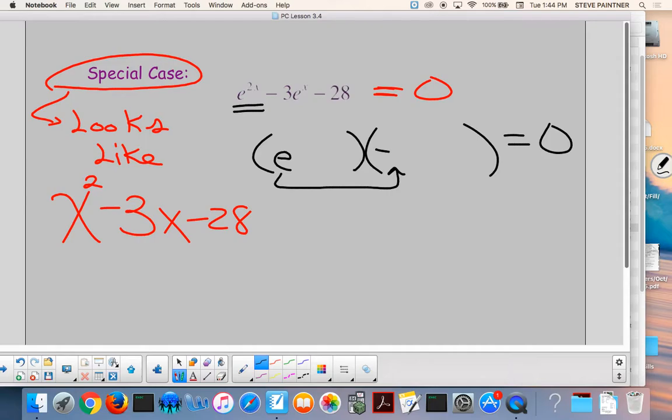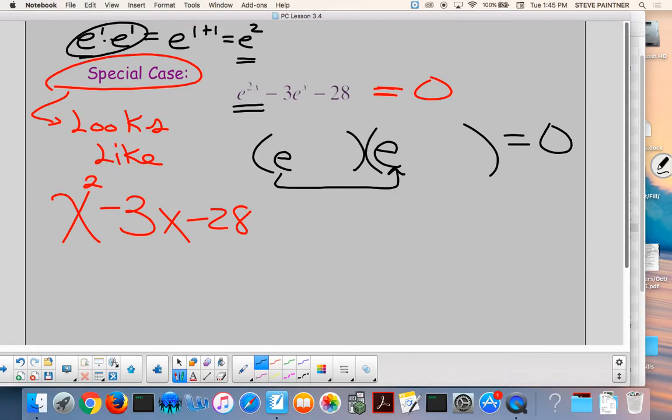Is it e times e, guys? What is e times e? E squared. E times e is e to the first times e to the first. What do you do to those exponents? You add them. 1 plus 1 is what? E times e is e squared, not e to the 2x.